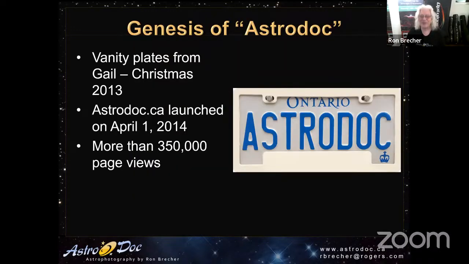I want to tell you a little bit about where AstroDoc came from. I didn't come up with AstroDoc at all. It was my wife, Gail, that came up with it. It wasn't until 2013, so I'd already been at this for a while, and she gave me some vanity license plates for my car. There's the license plate right there. I didn't actually launch my website, astrodoc.ca, until about 5 months later. So it was Gail that came up with that moniker.